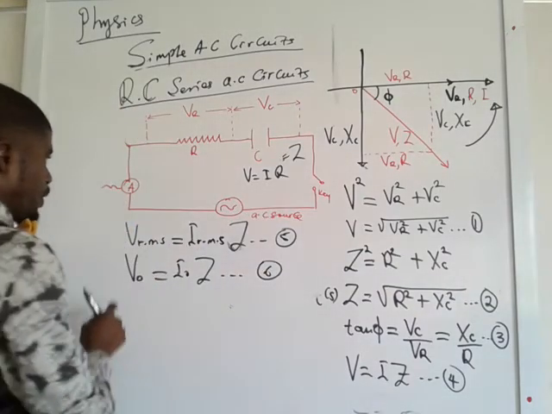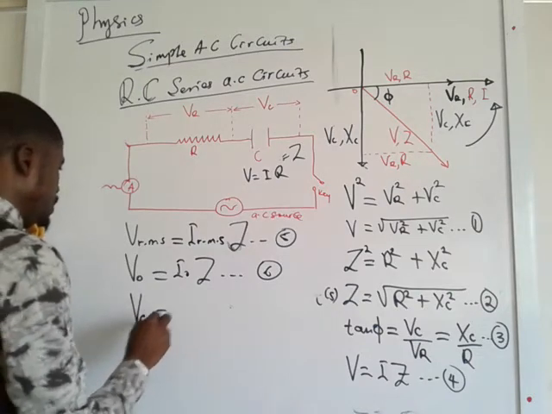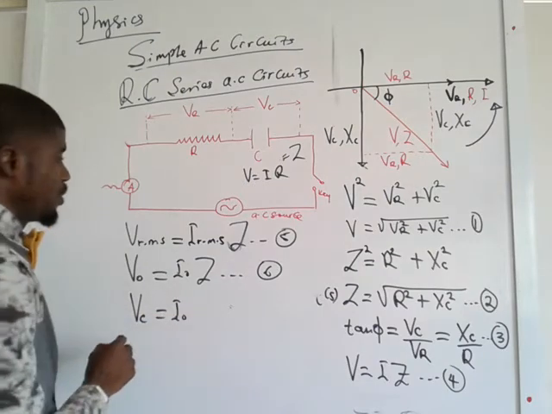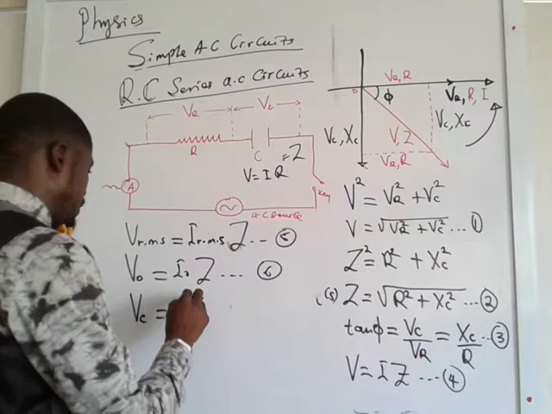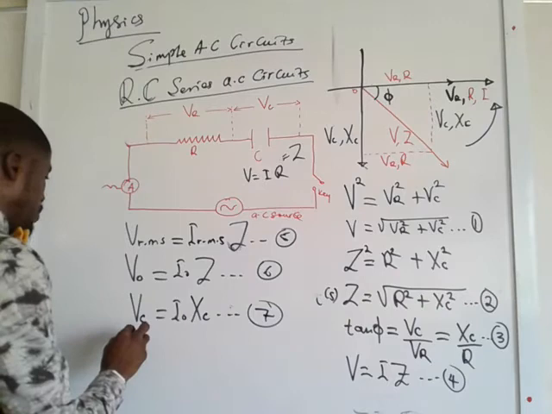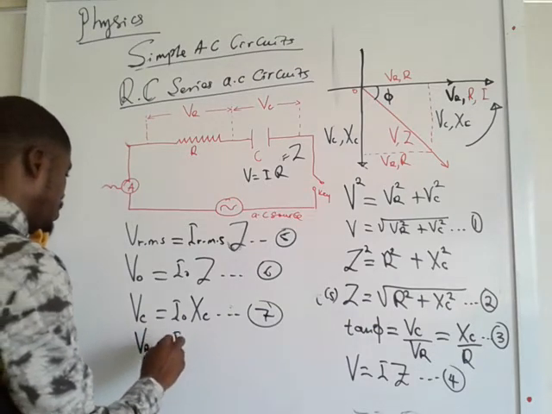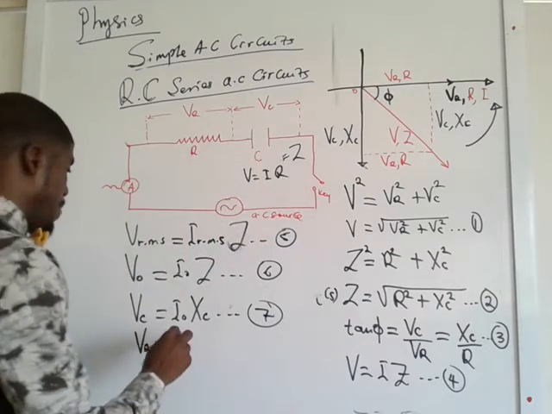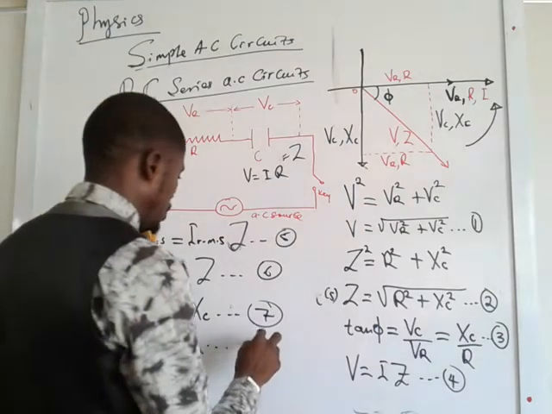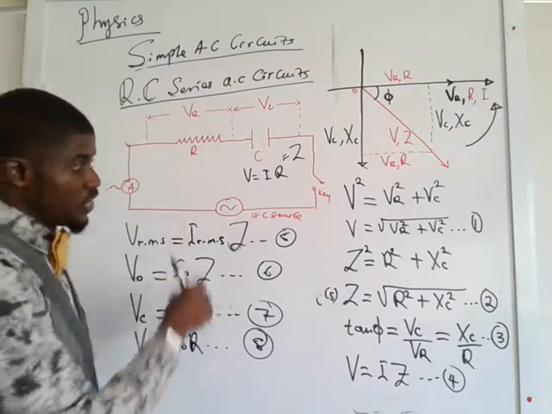Now, still from here, voltage across the capacitor is the same thing as the entire current in the circuit times the capacitive reactance. You can call this your equation number 7. Then voltage across the resistor is the same thing as the current; the same current will flow through them. Then you have I naught, then you have R. You call it your equation number 8. I believe these are the equations you have here so far.